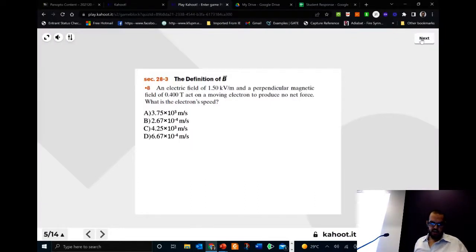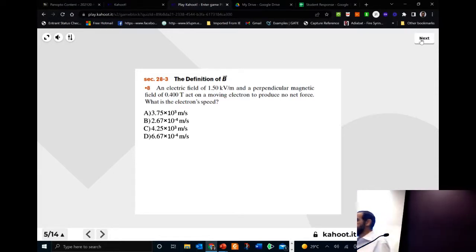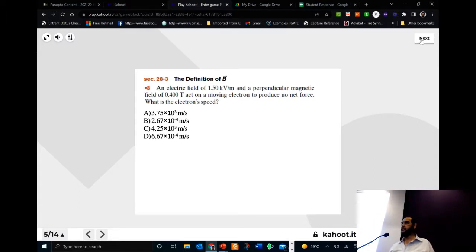Two minutes for this one. An electric field of 1.5 kilovolts per meter and a perpendicular magnetic field of 0.4 Tesla act on a moving electron to produce no net force, zero force. What is the electron speed? Two minutes. So here we have electric force and magnetic force acting on the electron, and they cancel each other. Sum of the forces is equal to 0.